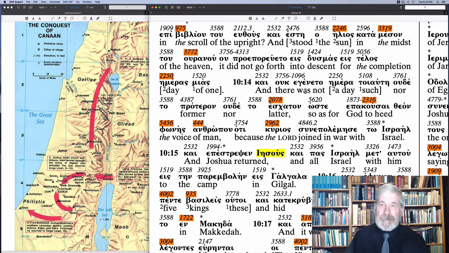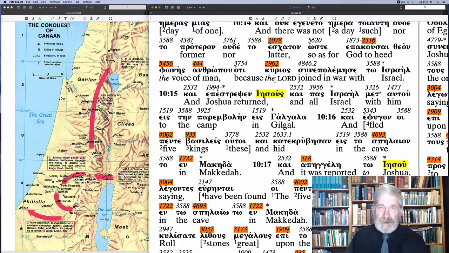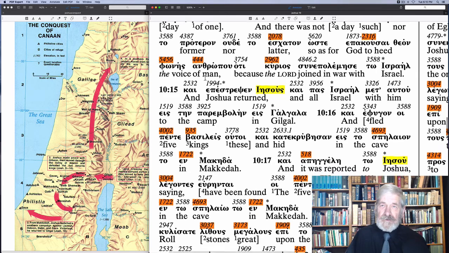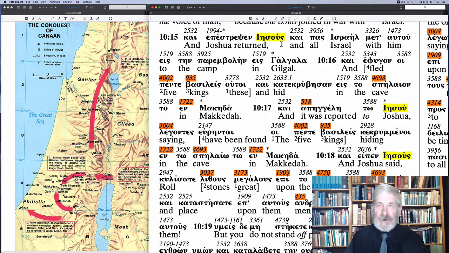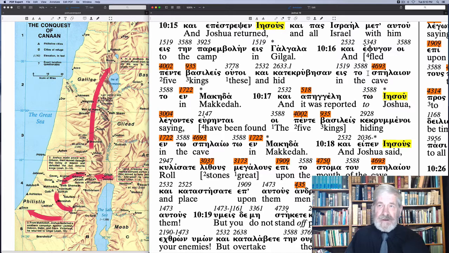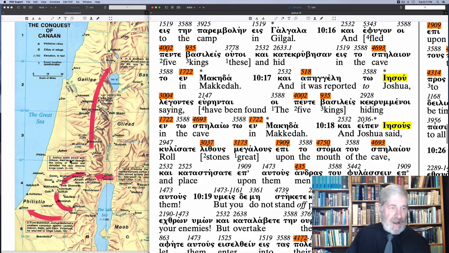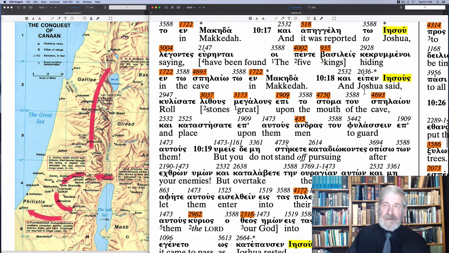Verse 14, there was not such a day nor former or latter so as for God to heed the voice of man, because the Lord joined in war with Israel. So he heeded Joshua's command. And Joshua returned, and all Israel with him to the camp in Gilgal. So they go back up here. And these 5 kings fled and hid in the cave in Makkedah over here. And it was reported to Joshua, saying, the 5 kings have been found hiding in the cave in Makkedah.